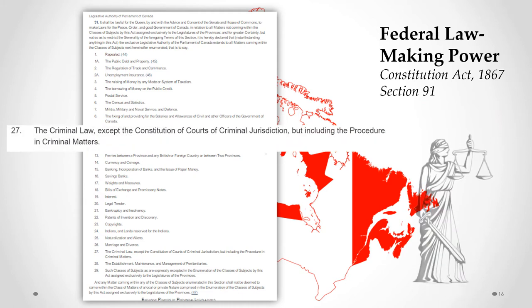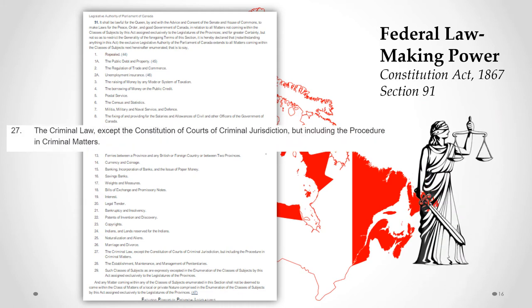Criminal law is the responsibility of the federal parliament under Section 91(27). The major piece of criminal law legislation in Canada is called the Criminal Code. Within the Criminal Code, you will find offenses for all the usual crimes that we're all aware of: murder, kidnapping, theft, and some business-related crimes, especially fraud. So you will see all of the rules for those offenses in the Criminal Code.